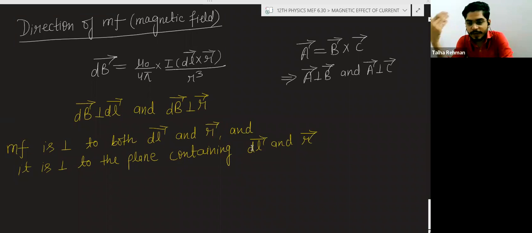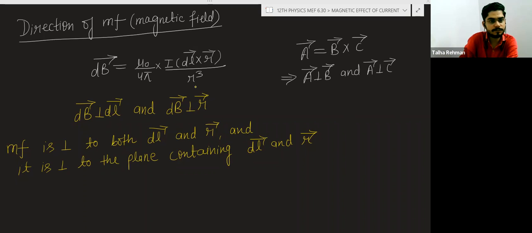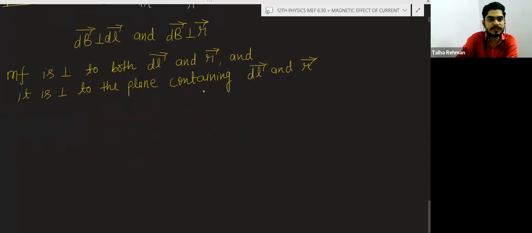Now we will identify the direction with the help of the right hand thumb rule. First thing is you can find the direction if you know the cross product. And another part of the direction: to find the direction you will mostly use the right hand thumb rule. This is by cross product. This is the direction you are finding with the help of the cross product. Now we will discuss the right hand thumb rule.